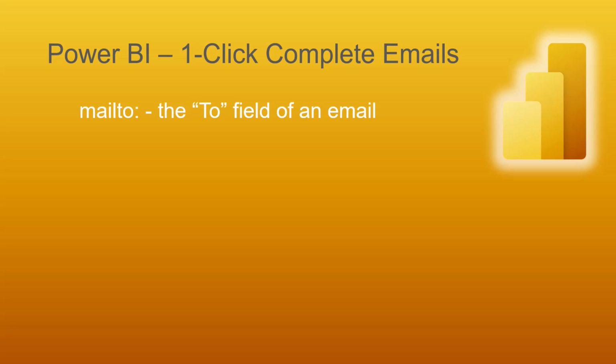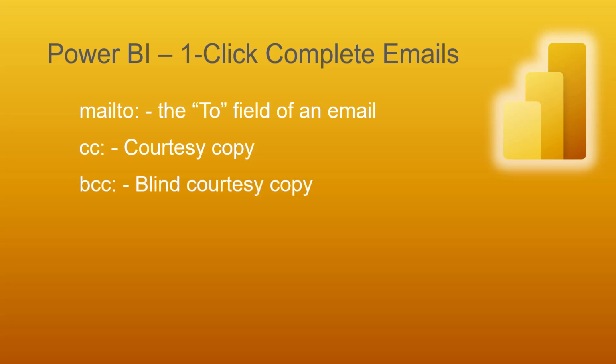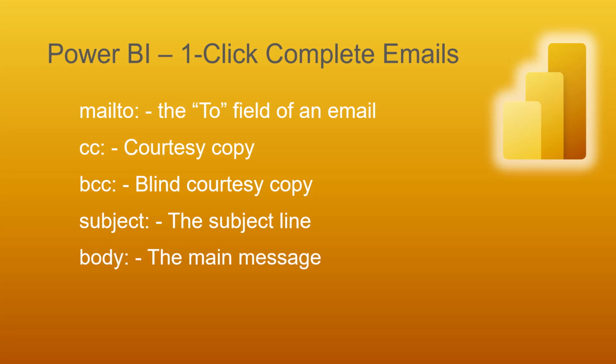To begin with, we might want to have a CC on our email message. This will be for the courtesy copy. So the code for that is CC colon. Next, we might want to have a blind courtesy copy, BCC colon. If we want to pre-populate the subject, subject colon. And if we want to have predefined body text in our email message, we'll use body colon.